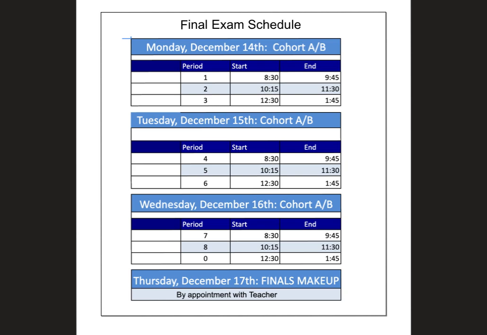Here is the final exam schedule. If you need a screenshot, A and B cohorts will be all together. So all of first period, A or B, will be Monday, and then same with second and third. Tuesday is 4, 5, 6, and Wednesday is 7, 8, and if you have a 0 hour, 0 hour.